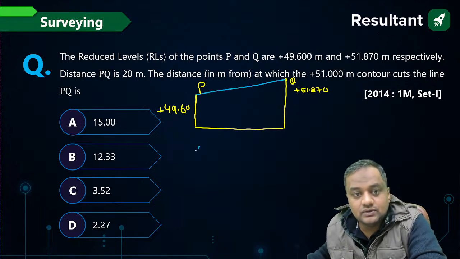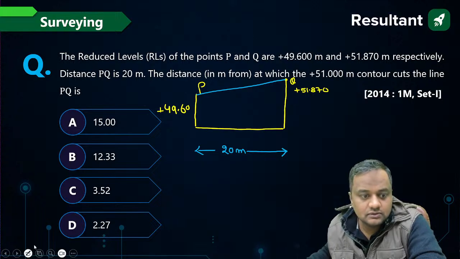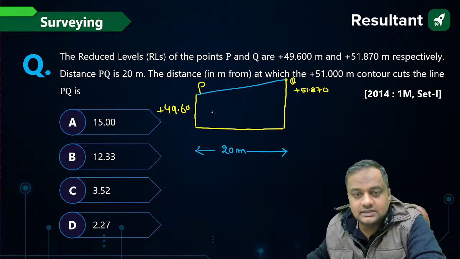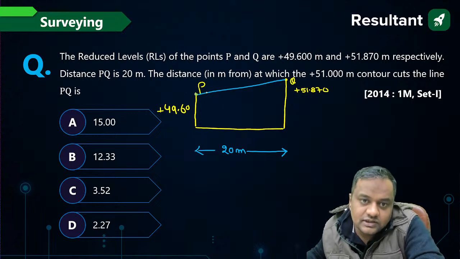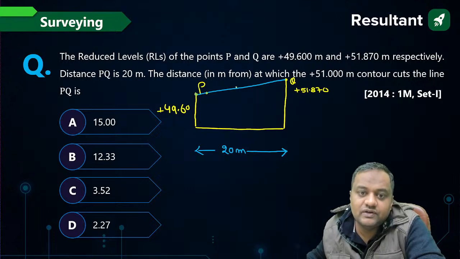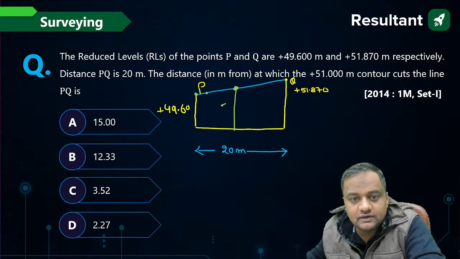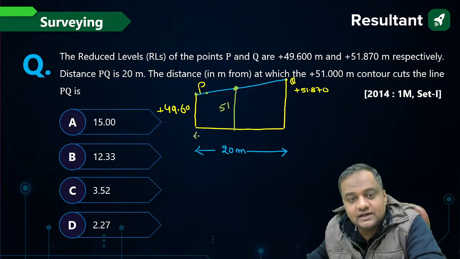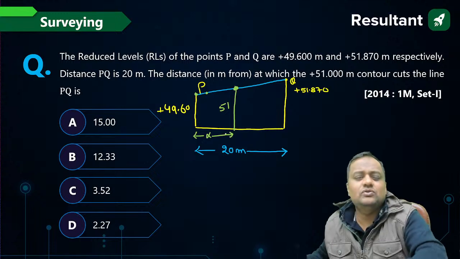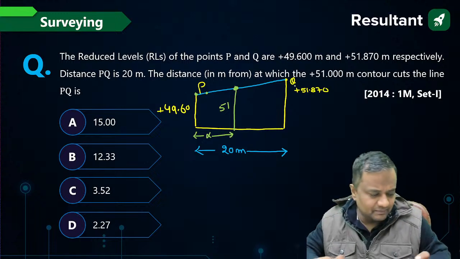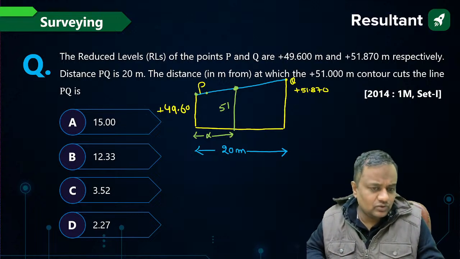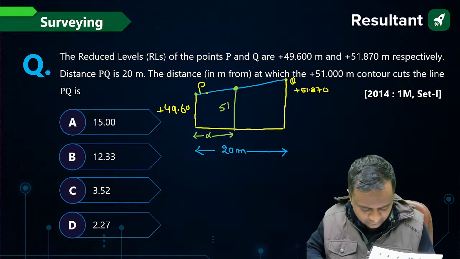The distance PQ is 20 meters. The distance in meters at which the 51 contour lies. Guys, this is 49, this will be somewhere 50, and this will be somewhere 51 also. So here, suppose the distance to 51 is alpha. What is this alpha distance? Use similar triangle concept, guys. You can apply similar triangles, or interpolation, anything.